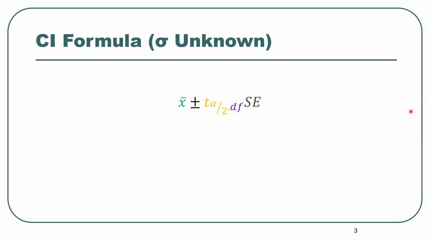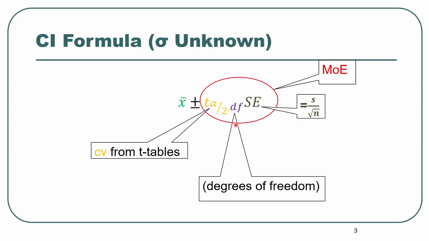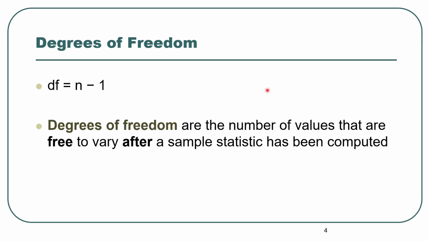The formula looks exactly the same as before, but sigma becomes S in my SE formula, and the z becomes a t, which will have not only the alpha over 2, but also something else, which is the degrees of freedom. Degrees of freedom tell us which curve in the t family to use. df is calculated as n minus 1, where n is again the sample size, and the degrees of freedom actually represent how many values are free to vary after a statistic has already been computed.